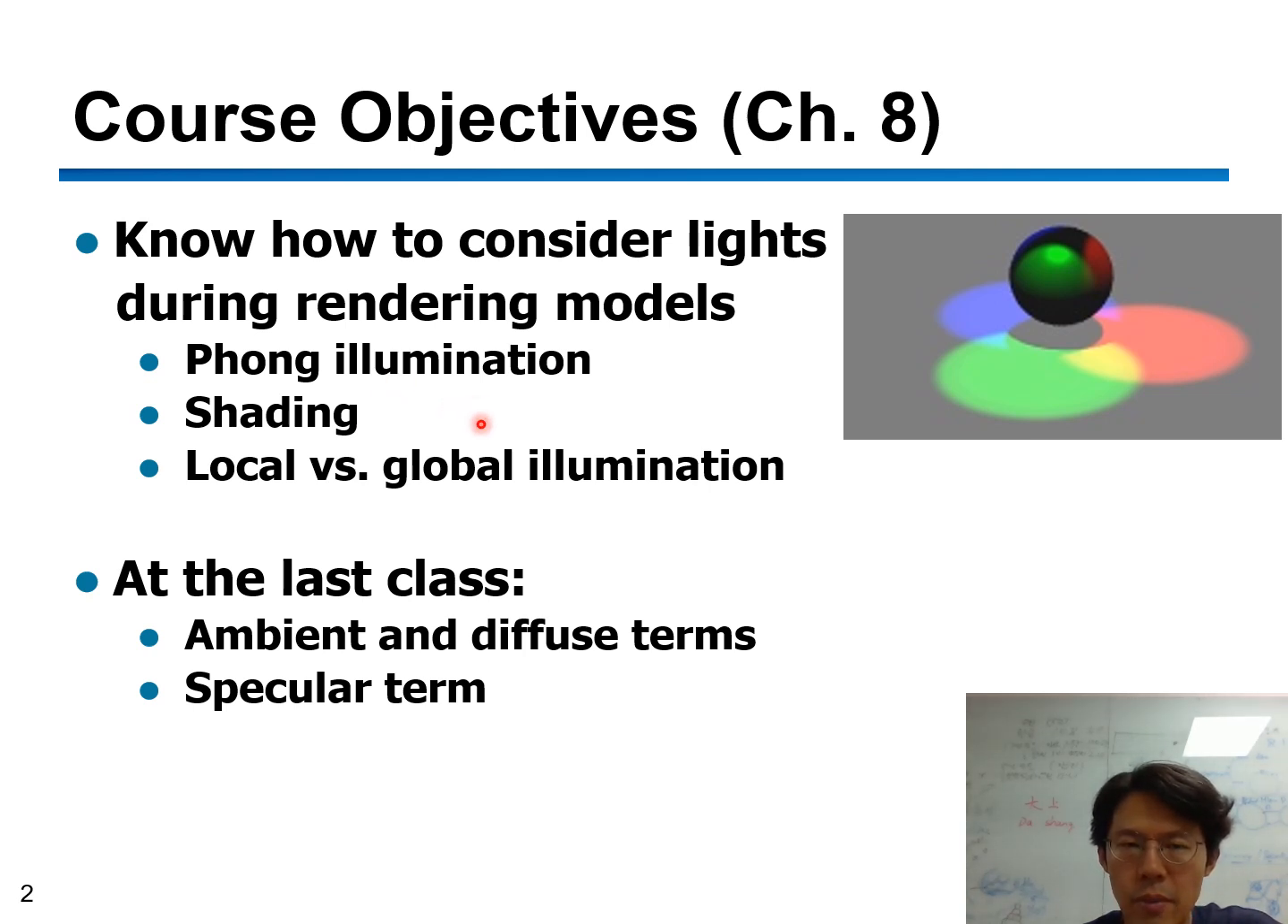Also, we'll talk about some of the differences between local and global illumination techniques. Last time we talked about the ambient and diffuse terms, and also the ideal specular term. So based on last time's discussion, we'll continue on those techniques.